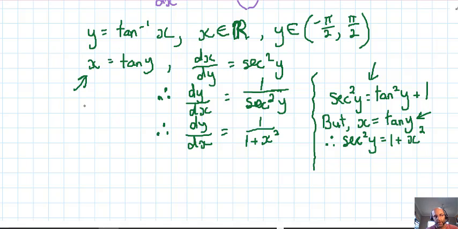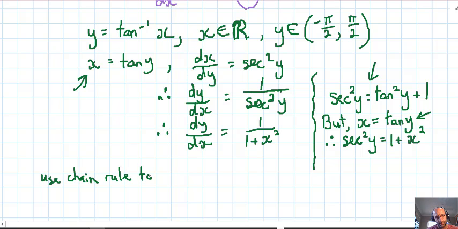We can use the chain rule. I won't show it here, but you can use the chain rule to show that the derivative of inverse tan x over a equals a over a squared plus x squared.